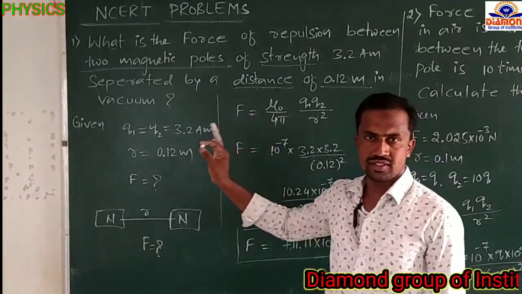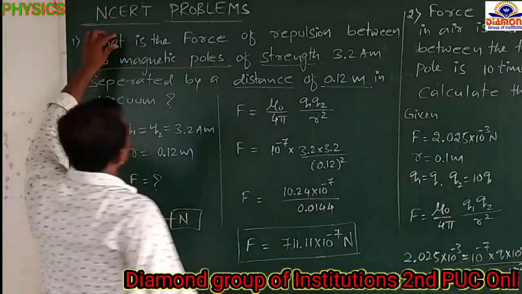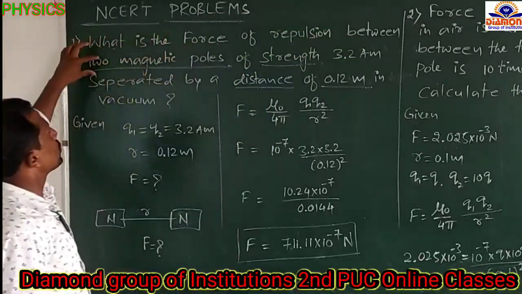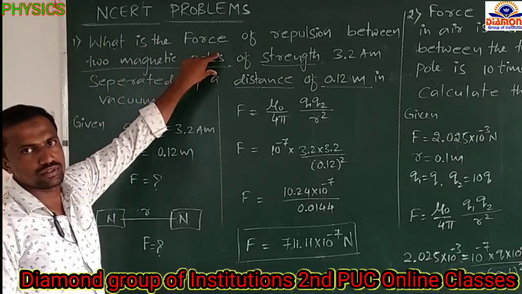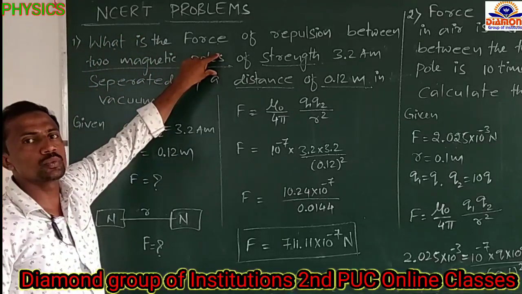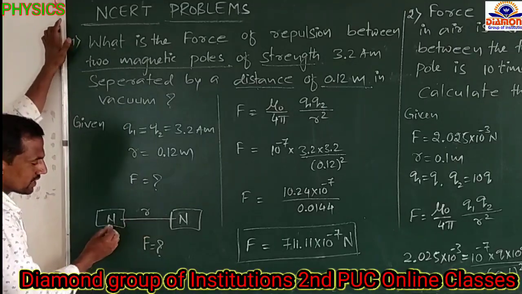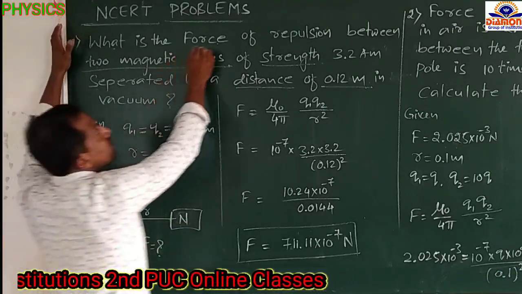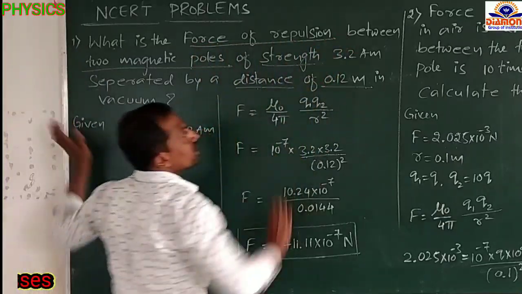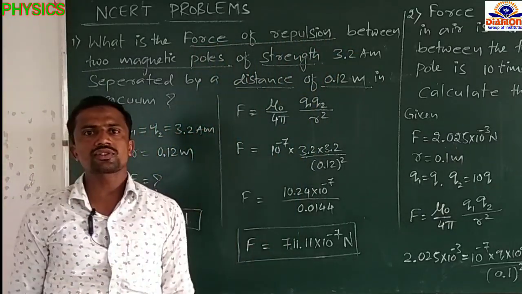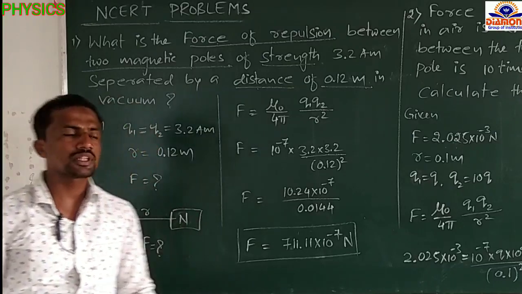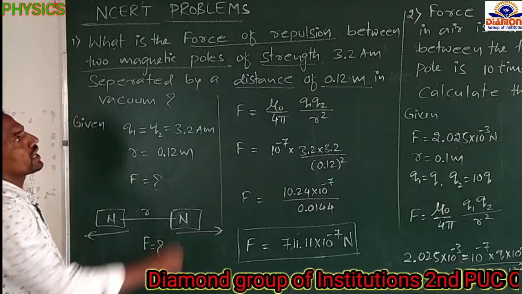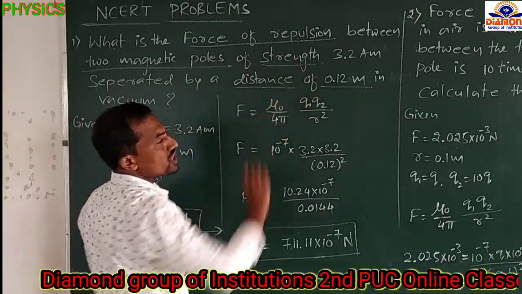The first problem is: what is the force of repulsion between two magnetic poles? For example, we are taking two poles. One is a north pole, and another one is also a north pole. What is the force of repulsion? Same poles repel each other, meaning this one goes to this side and that one goes to that side. Repulsion.